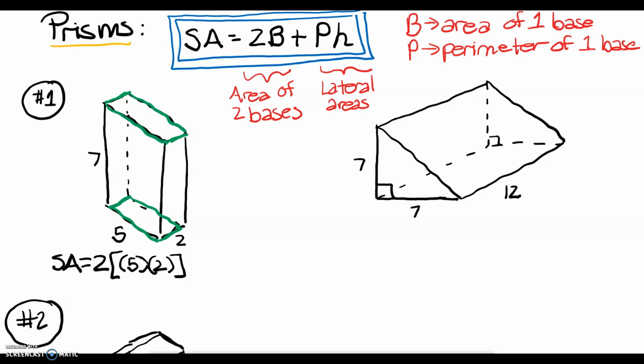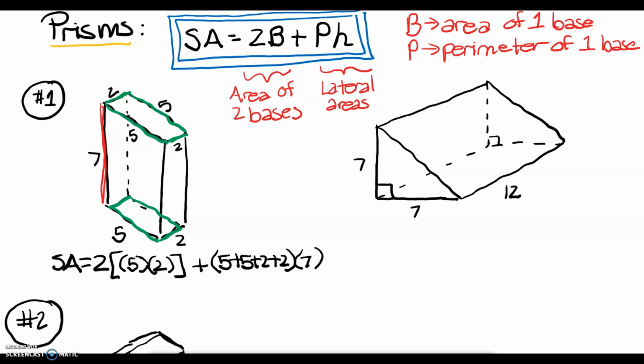Now I have to find the perimeter. I have to add to this the perimeter of a base. So let's label all four sides. I know for a rectangle, opposite sides are congruent. So I'm going to label it like this. So my perimeter is going to be 5 plus 5 plus 2 plus 2, times the height. The height is the perpendicular height. So my height is this distance right here. It's going to be 7.